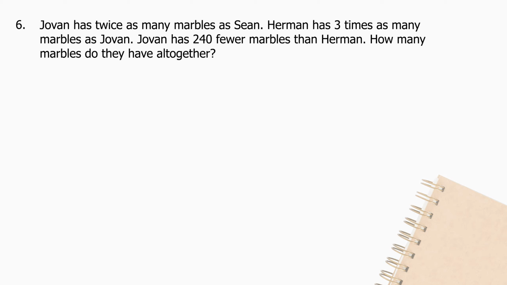Question 6. Jovan has twice as many marbles as Sean. Herman has 3 times as many marbles as Jovan. Jovan has 240 fewer marbles than Herman. How many marbles do they have altogether?